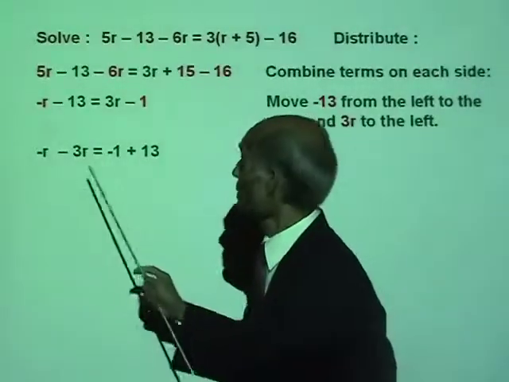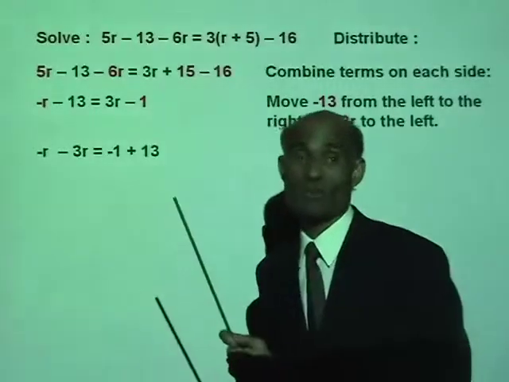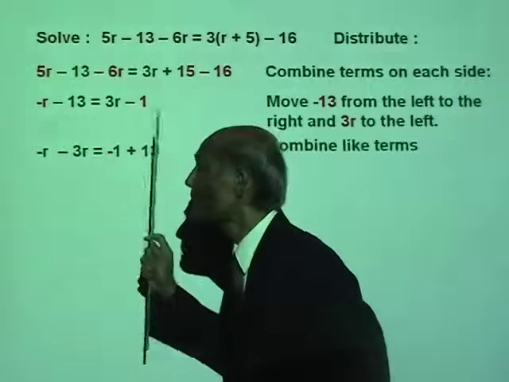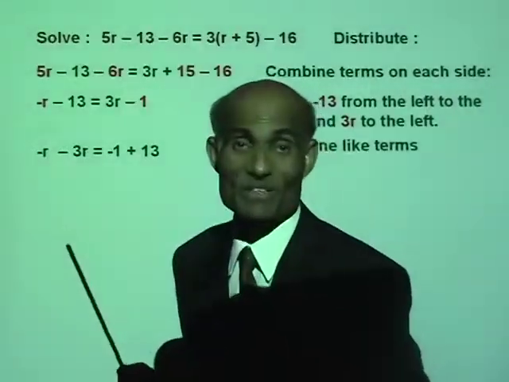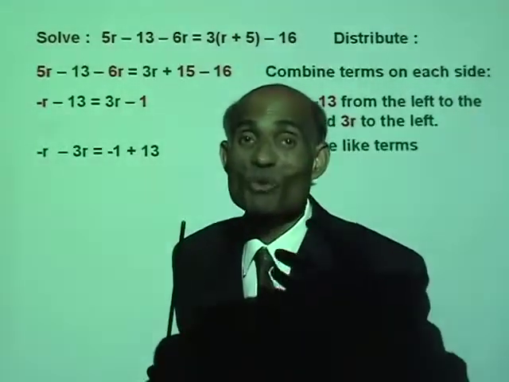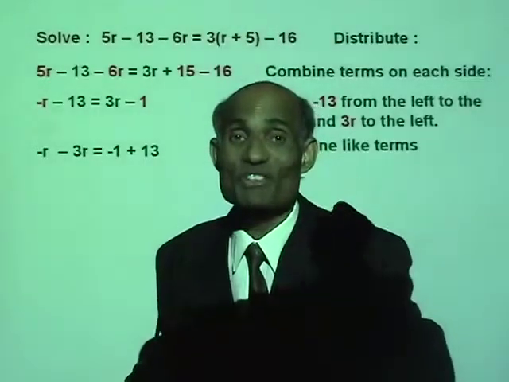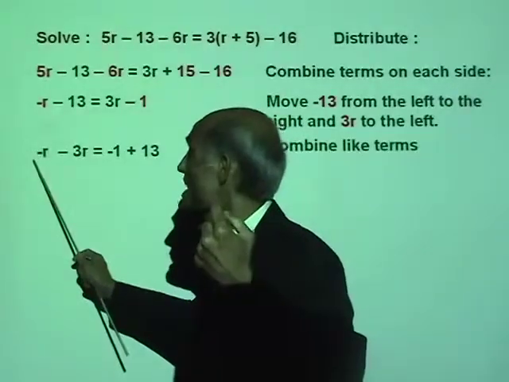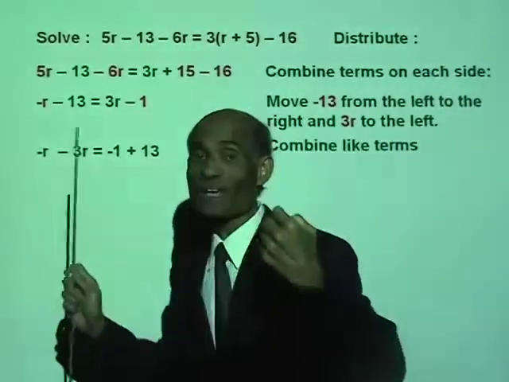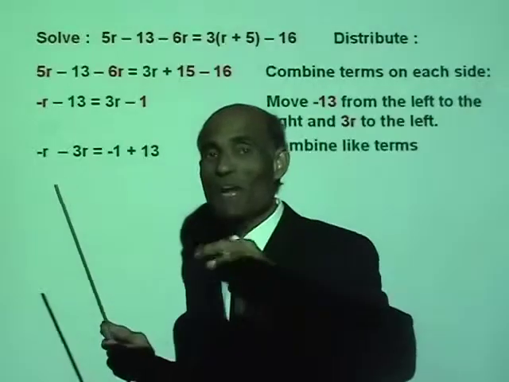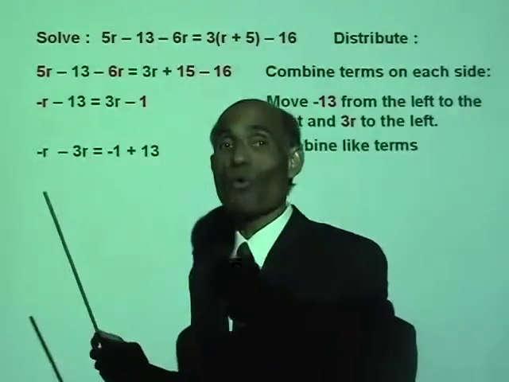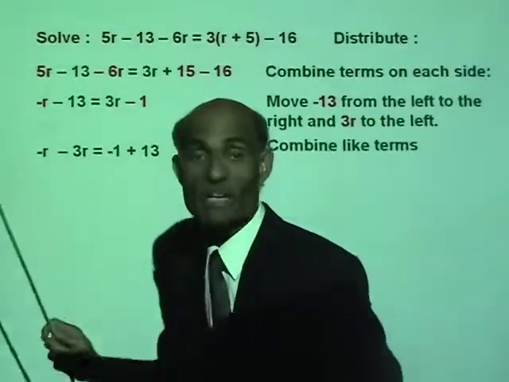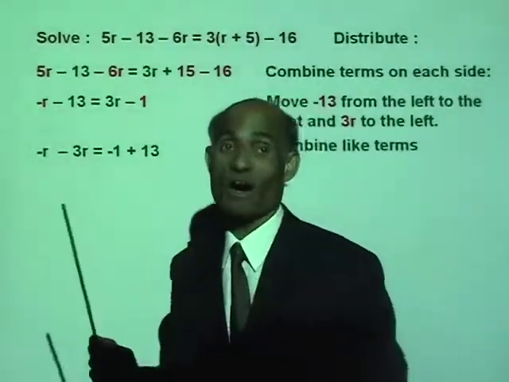Okay? Now we combine terms one more time. What is negative r minus 3r? To add variables, you need only add their coefficients. The coefficient of r here is negative 1. What is negative 1 minus 3? Negative 1 minus 3 is negative 4. So negative r minus 3r is negative 4r.